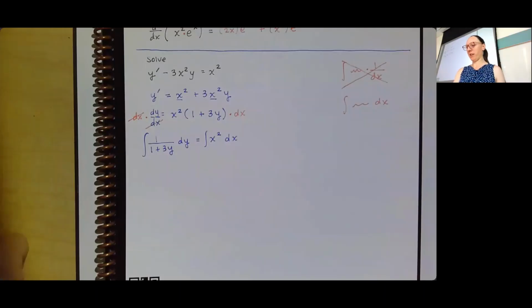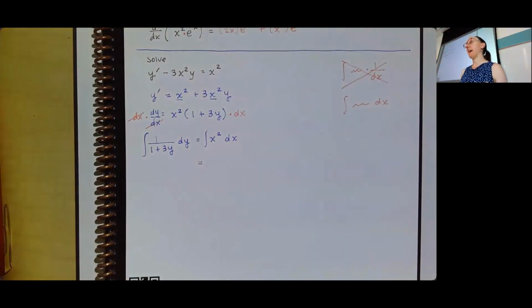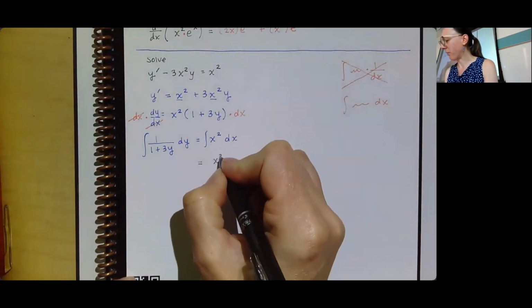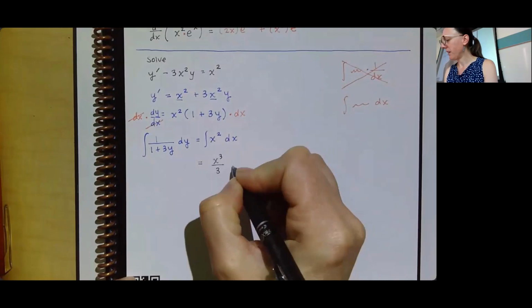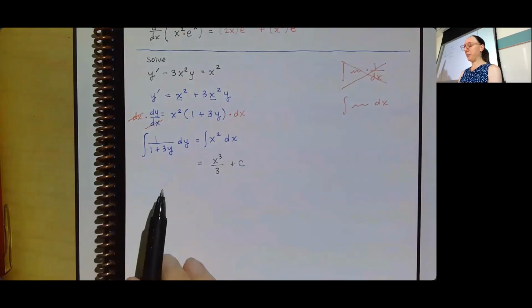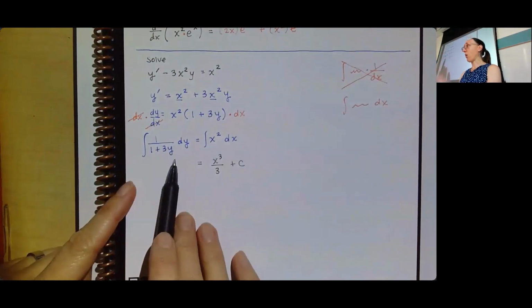Keep rolling here. So I'm going to do the easier side first. And I'm calling this the easier side. X is raised to powers, add 1 to that exponent, divide by the new exponent. Make sure to throw a constant somewhere. On the left-hand side, we can do this with a u substitution or not.